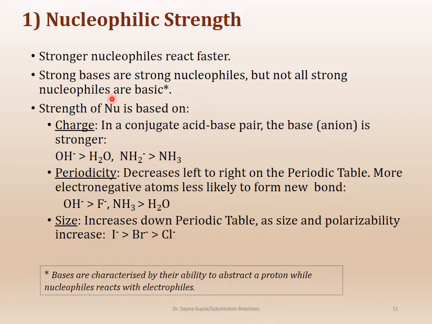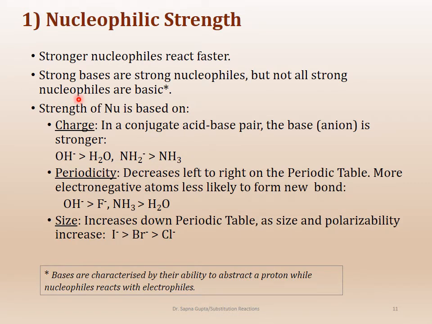But not all strong nucleophiles are basic, okay? Hope you understand that. So in general, we can say that bases are nucleophiles, but not all nucleophiles are bases. And why is that? Because of a very small difference right over here. Bases are characterized by their ability to abstract a proton, whereas nucleophiles react with electrophiles. That is the main thing.